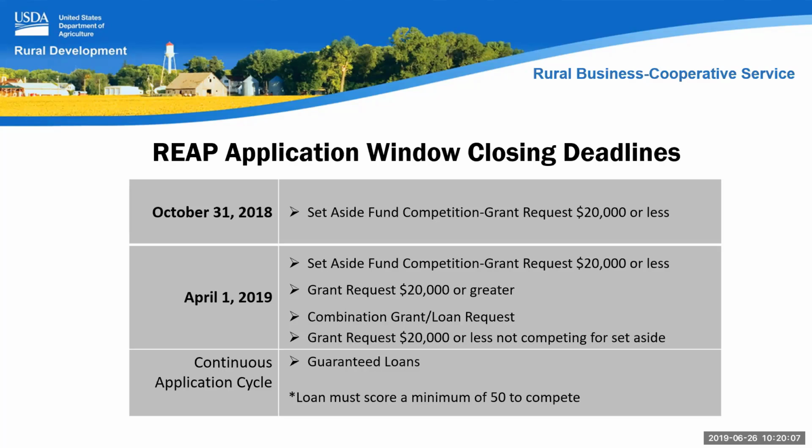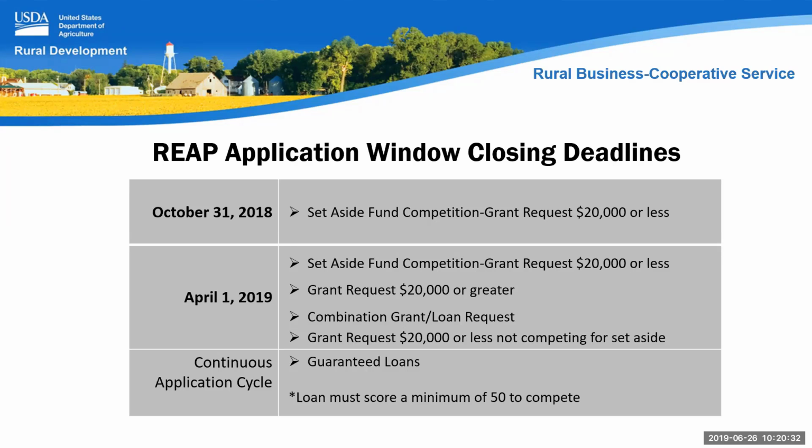We then have a second round of grant competition, usually at the beginning of April, for applicants requesting $20,000 or more, as well as those applicants that are still interested in requesting $20,000 or less. The loan application can be submitted on a continuous rolling cycle, so any time of the year it's fine for REAP guaranteed loans.